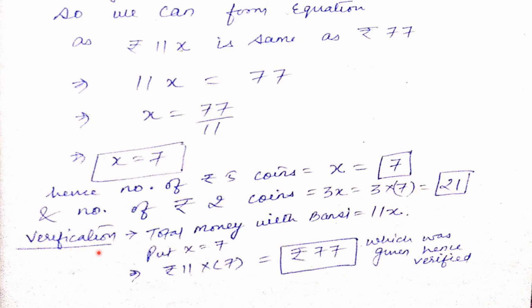If you want to verify, you can say total money with Bansi is 11x. If I put the value of x as 7, we will get 11 sevens are 77, which is given in the question, hence verified. Kindly note, this verification is only for our checking. It is not asked in the question. Okay.